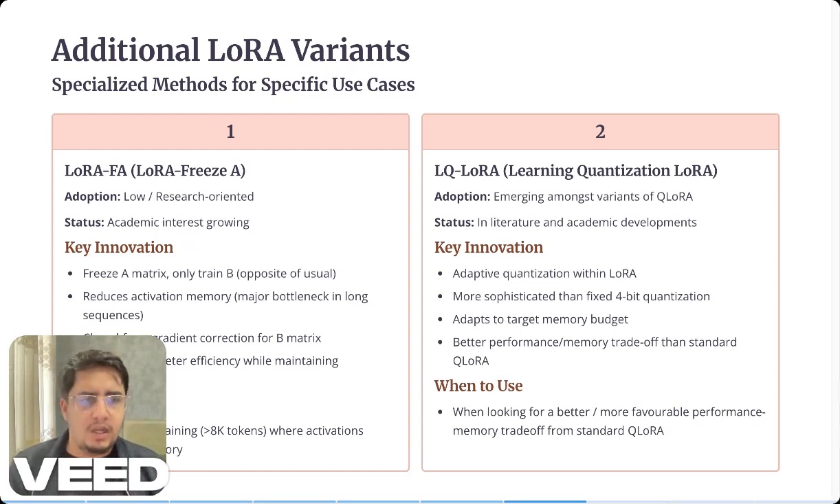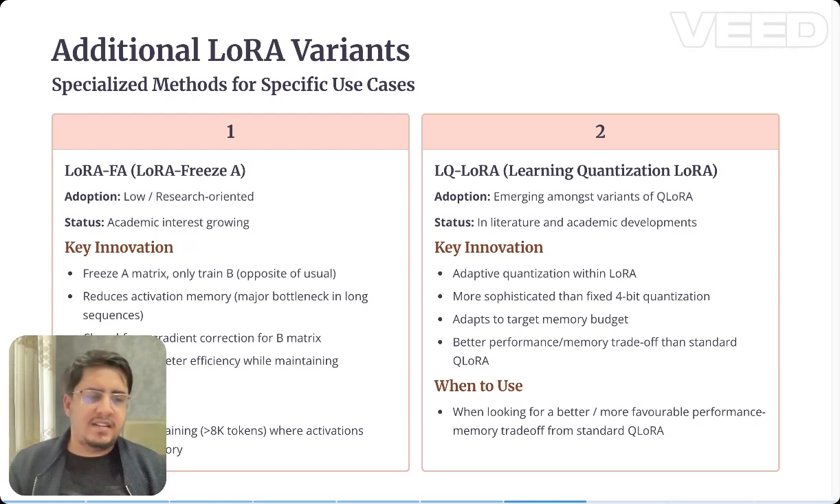Then there is LQ-LoRA, or learning quantization, which is a take on QLoRA but with adaptive quantization. So it's more sophisticated than the 4-bit quantization that we often see. Its target is to adapt to a memory budgeting situation. So you are going to use this where you're looking for better or more favorable performance than the standard QLoRA, but you're willing to make a trade-off between the memory and the performance of the model itself. So these are two more methods.